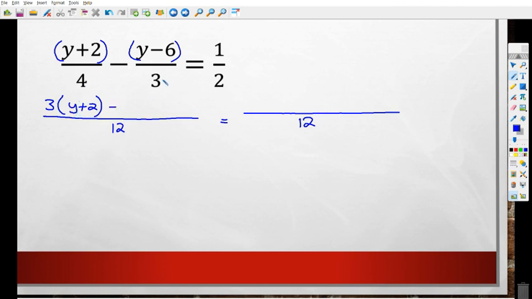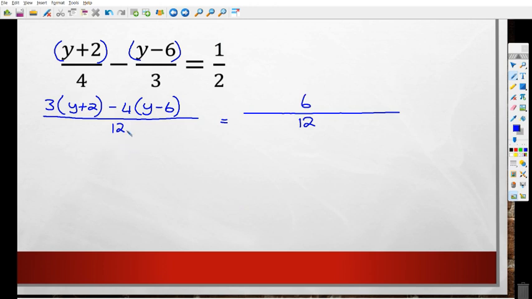Minus, what do I do to 3 to get to 12? You multiply by 4. 4 times what? The whole numerator in the bracket. Please. Guys, can't stress this enough. And then what do I do to 2 to get to 12? Times by 6. What is 6 times 1? 6. Fantastic.